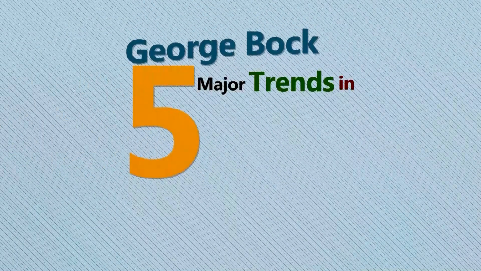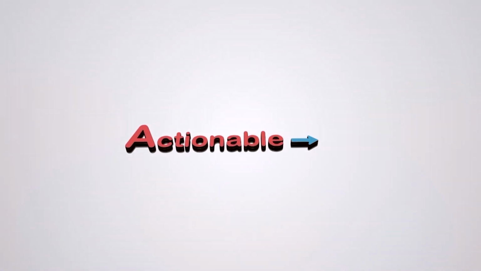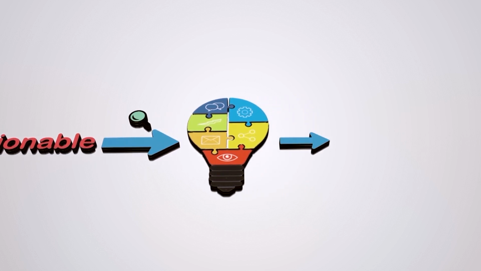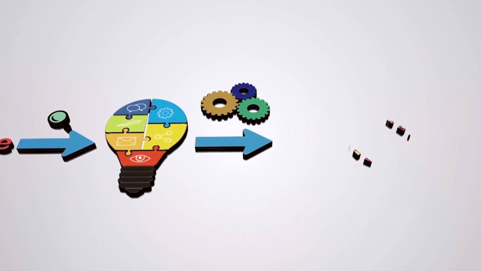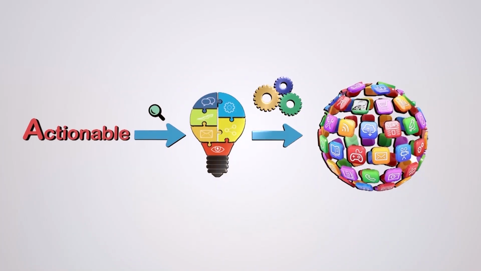According to George Beck, 5 major trends in content development and management are predicted. First, smarter content which is actionable. Innovative content services with artificial intelligence, machine learning and deep learning that are delivered just in time is what we expect now. A clear-cut move away from the just-in-case concept with generalist content.